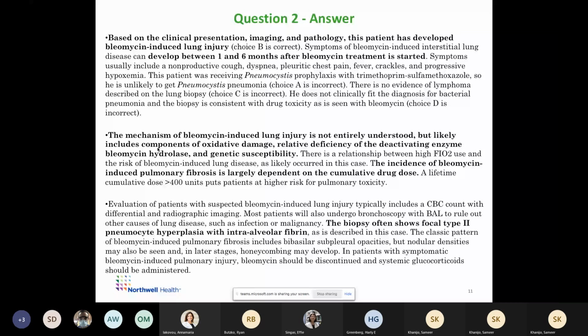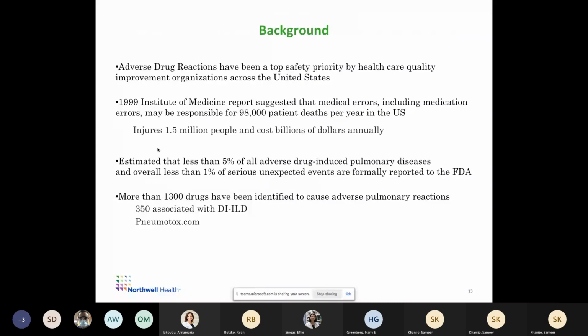And then the other thing they want to pull out is that biopsies in these bleomycin patients will often show focal type 2 pneumocyte hyperplasia with intraalveolar fibrin, just a clue. But again, there's no pathologic hallmark, unfortunately. So, just a little bit of background on this and why we care.